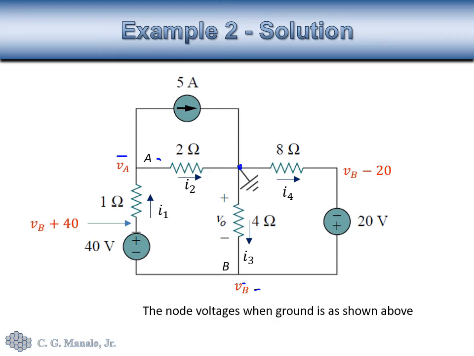Now we can assign potential to this node by way of V sub B. Based on the positioning of the polarity for the 20 ohms, this node here should be 20 volts lower than this node. But since this node is V sub B, that means this node here should be V sub B minus 20. This node here is 40 volts higher than this node, but since this node is V sub B, that means this node should be V sub B plus 40 volts.